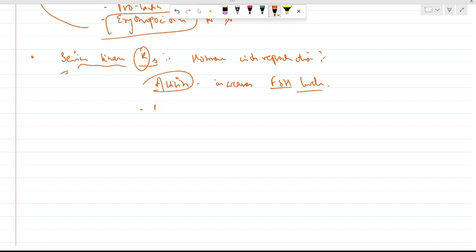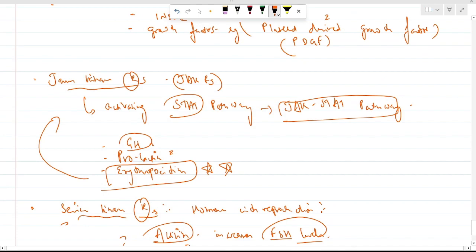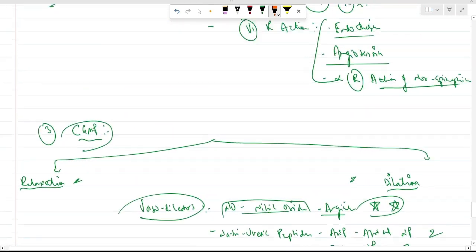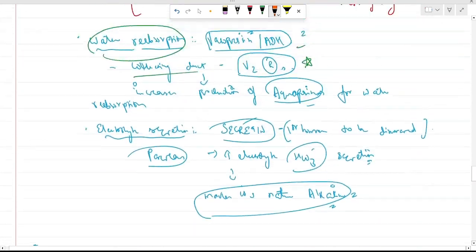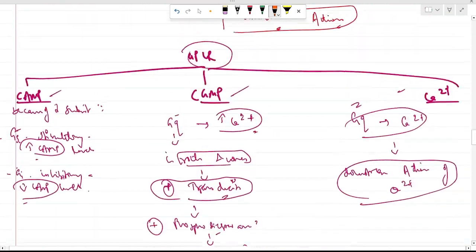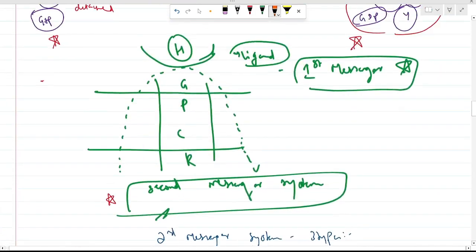Next hormone is the anti-Mullerian hormone, or the anti-Mullerian factor. Anti-Mullerian hormone acts through serine kinase along with activin, which increases FSH levels. So we've seen the extracellular receptors: serine kinase, Janus kinase, tyrosine kinase. They are all important. GPCR acts through the second messenger system.